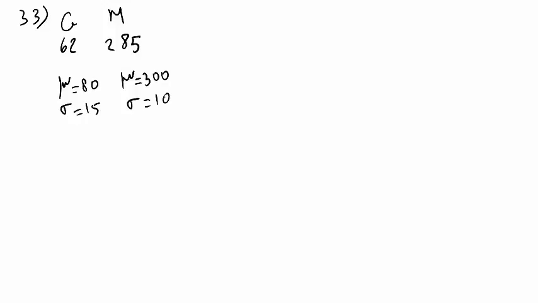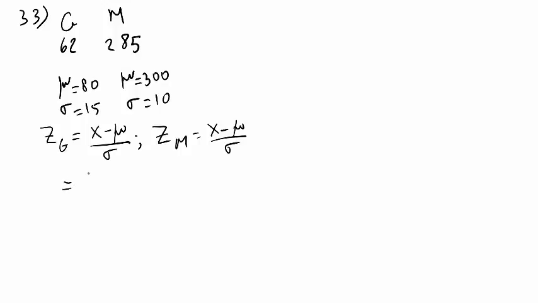So what we need to do here is change the scores to z-scores. So let me do the z-score for the geography test. The formula is the value minus the mean divided by the standard deviation. And then we're going to do the z-score for the math, which is the same formula, x minus mean divided by standard deviation. So that would be what, guys? For geography, the score is 62 minus 80 divided by 15. 62 minus 80 is negative 18 over 15.